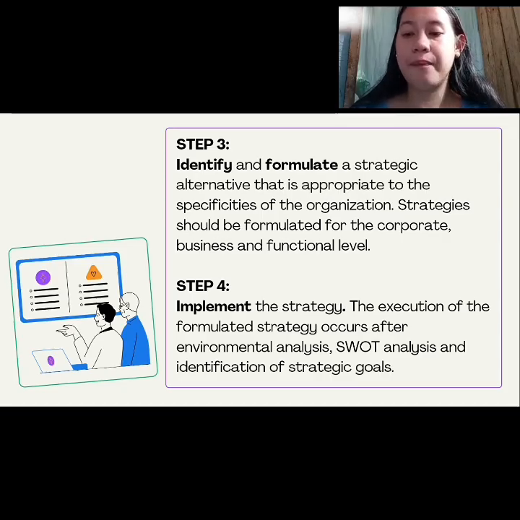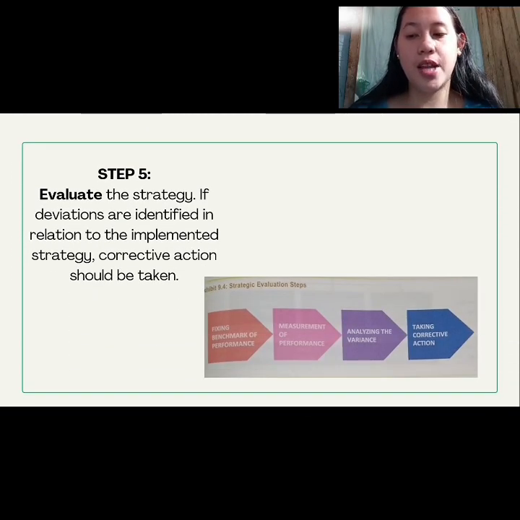And the last is step 5, evaluate the strategy. If deviations are identified in relation to the implemented strategy, corrective actions should be taken. So step 5, evaluate strategy. Monitor and assess performances and identify deviations and corrective actions. So this process helps organizations achieve their goals by analyzing their environment, formulating effective strategies, implementing them, and continuously evaluating and improving.